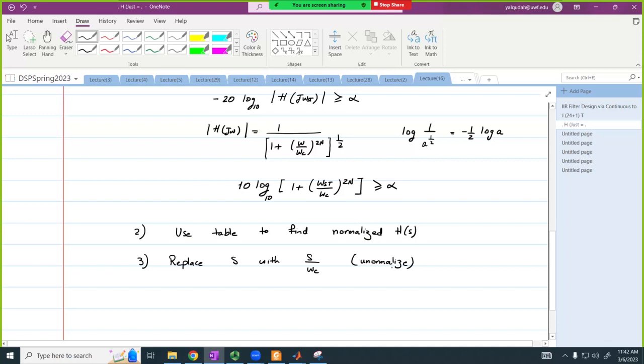Does that make sense? So the tables have a normalized H of S, which means omega cutoff is equal to 1. So we have to unnormalize by replacing S with S over omega C. Okay, let's look at an example and do the calculations for it.